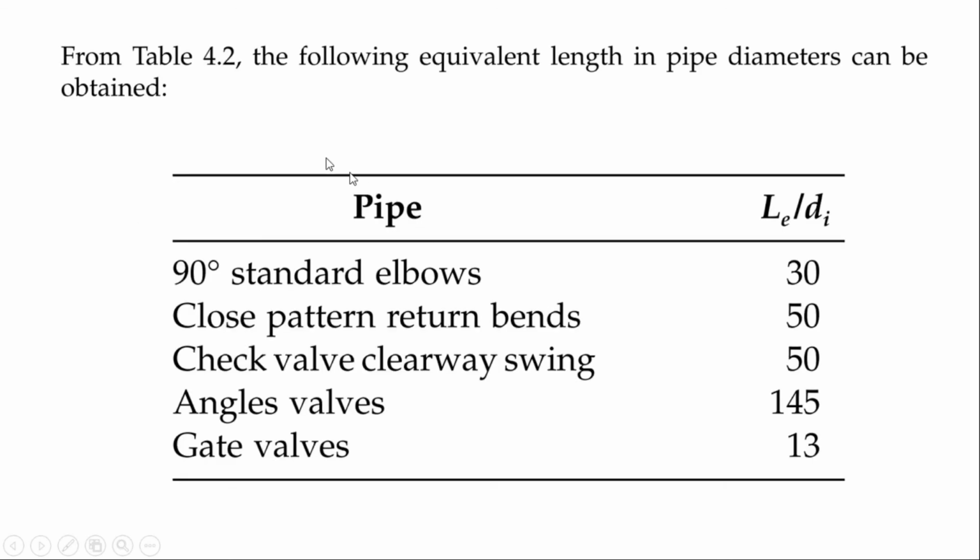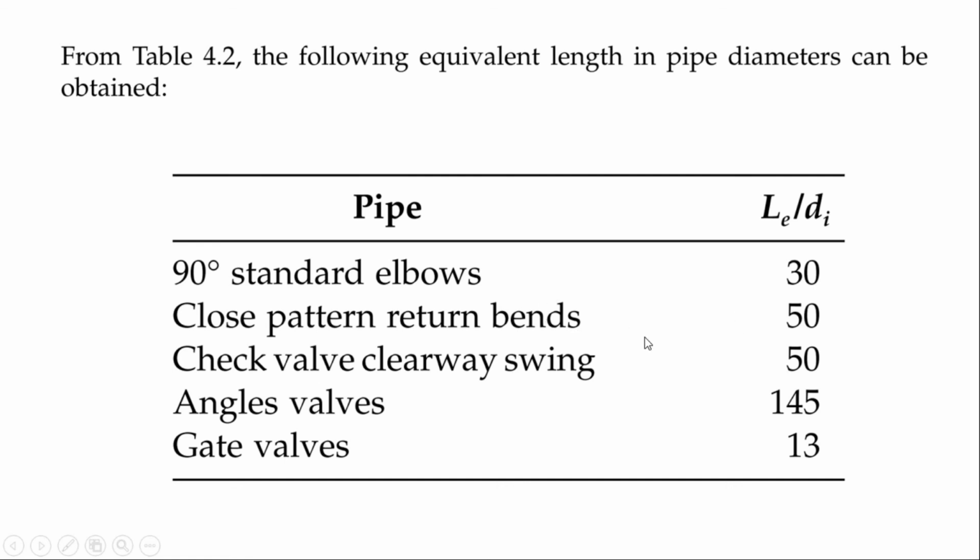So what you have to do is, from Table 4.2, I will leave a message in the group about which book I have taken this table from, so that you can get the idea that I have taken this example from that particular book. For the pipe, the elbows, the closed pattern return bends, the check valves, the angle valves and the gate valves, the equivalent length divided by the internal diameter ratio is given for these geometries, right? This will be used in the upcoming slide.